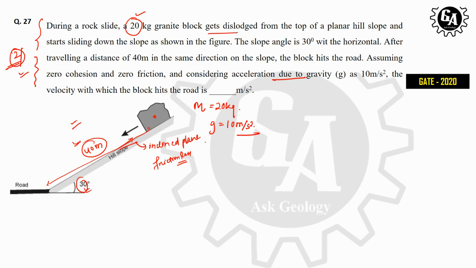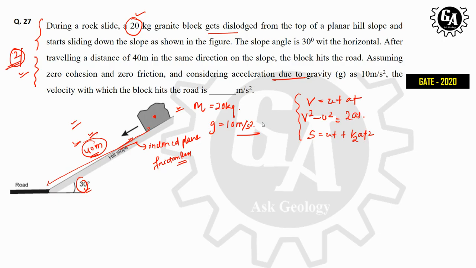We need the velocity at which the block hits the road. Now, if this granite block having 20 kg mass just gets detached from the top, it will move at a certain velocity, and after moving for 40 meter, it will hit the ground. The question is asking at what velocity it will hit the ground. If we consider the law of motion, we have V = U + at, V square minus U square = 2as, and s = ut + half at square. These three equations are very important from the perspective of law of motion.